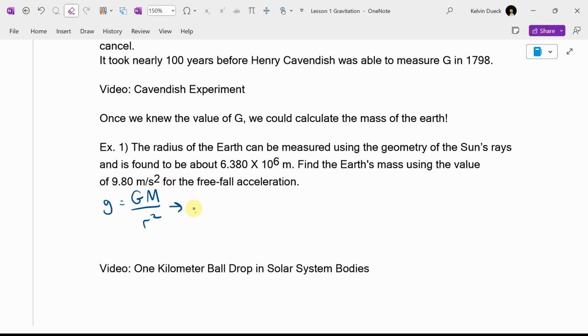He said, okay, the mass of the Earth is going to be little g times r squared divided by big G. Little g is 9.8. We've known the radius of the Earth for about 2,000 years. It's on your formula sheet on the back page. Gibson, what's the radius of the Earth?